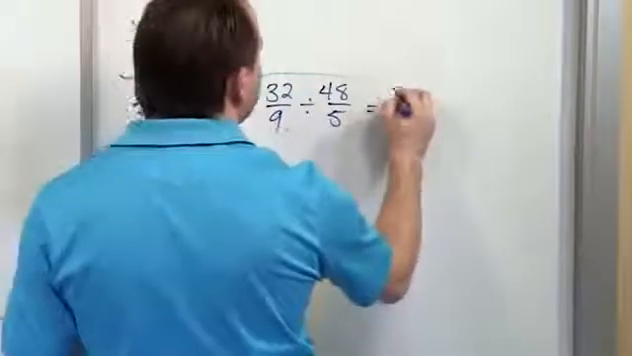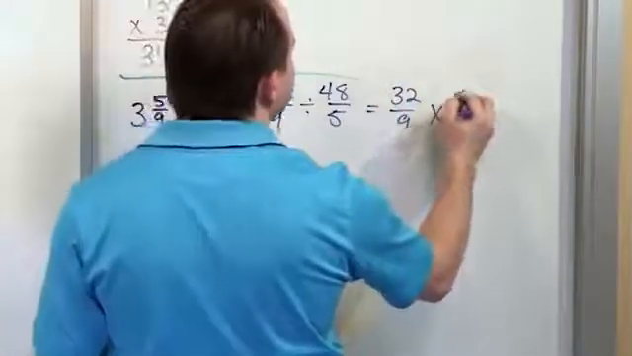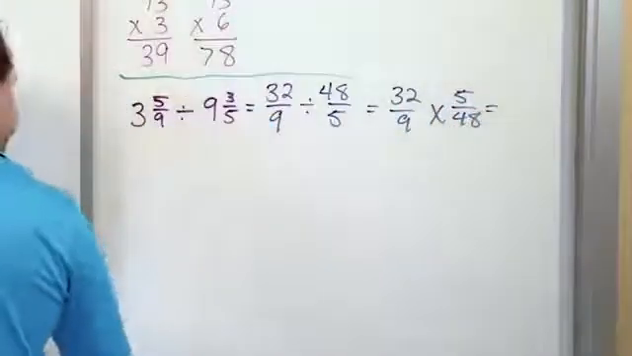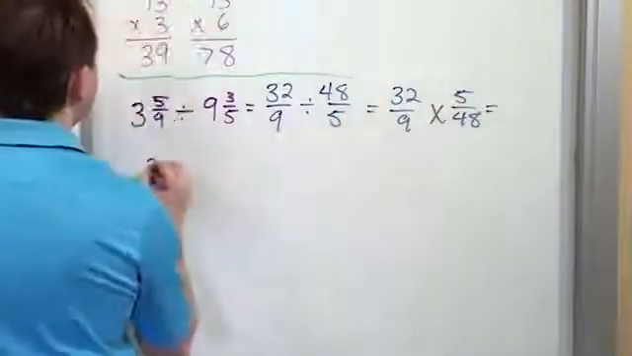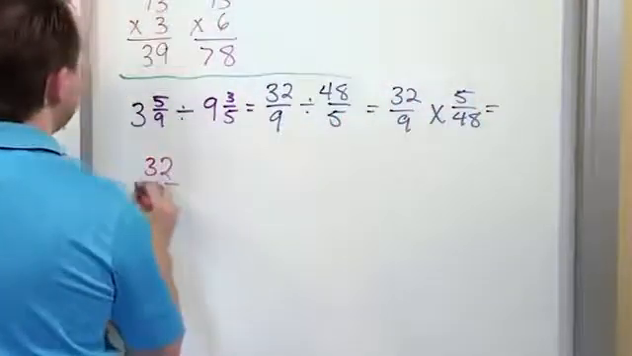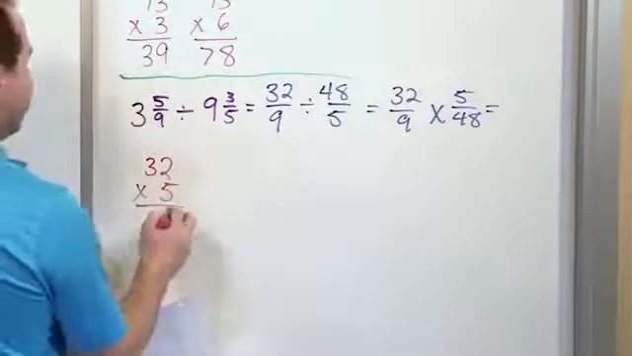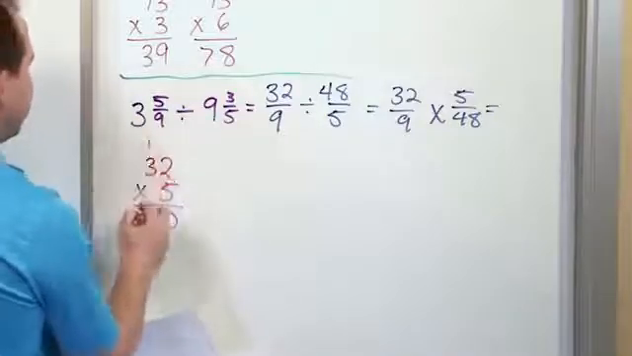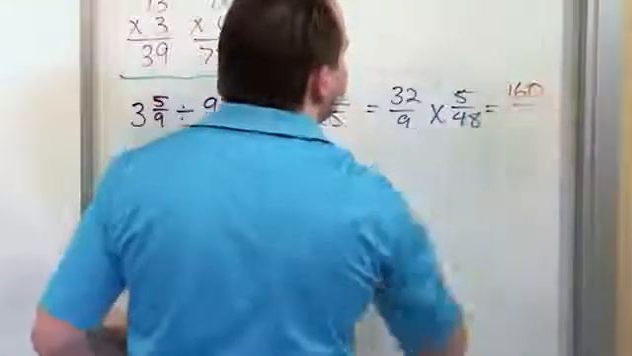So you see you have large numbers already. Let's change this to multiplication. 32 over 9 multiplied by, flip this over, 5/48. All right, so that's getting kind of ugly. So what I have to do is multiply 32 times 5. I'll do that to the side because I don't know how to do that in my head. 2 times 5 is 10, so I put a 0, carry the 1. 3 times 5 is 15, plus 1 is 16. So what you get on the top is 160, just like that.